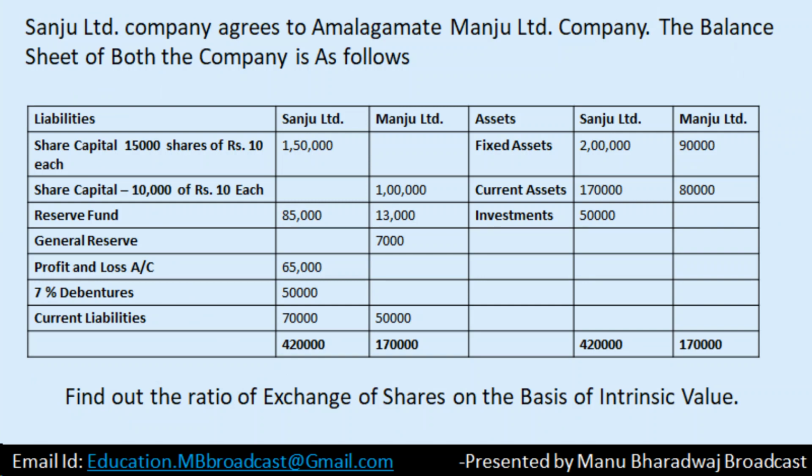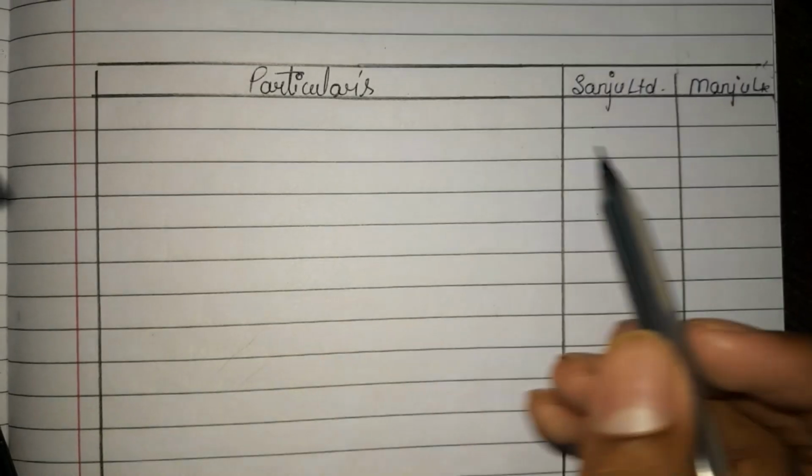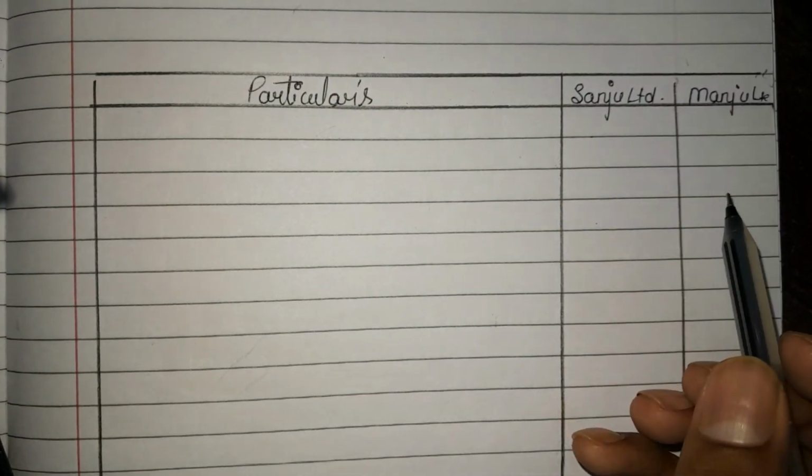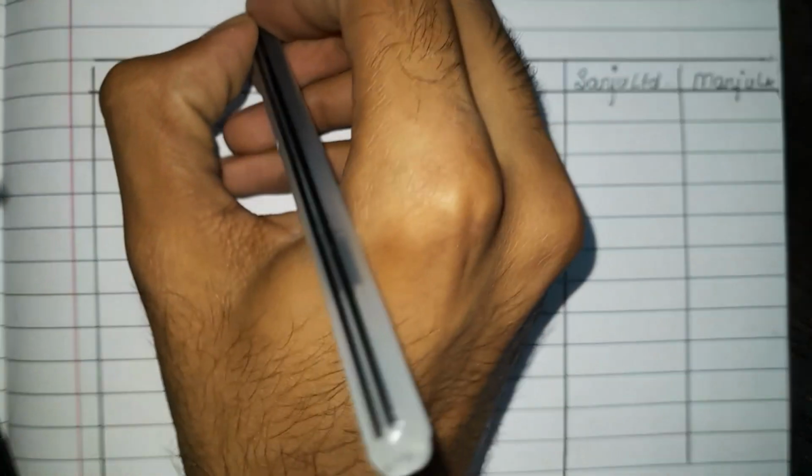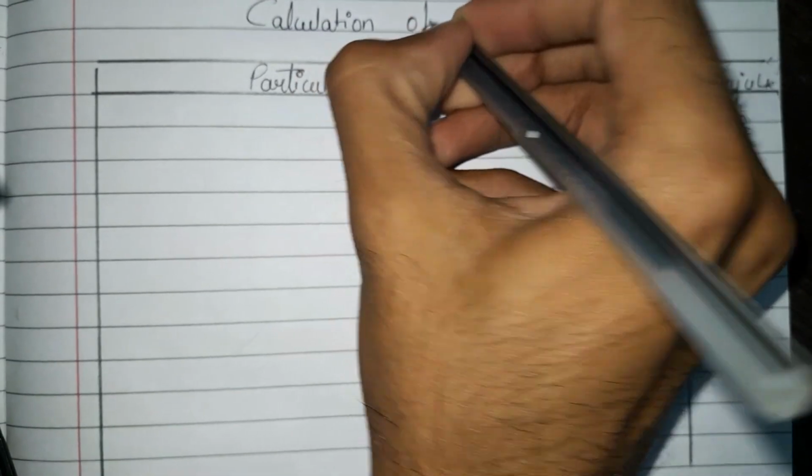Sanju Limited Company agrees to amalgamate Manju Limited Company. The balance sheet of both the company is as follows. Now, let us see the balance sheet. They have given liabilities side: share capital, reserve fund, general reserve, profit and loss account, 7% debentures. Then in the asset side, they have given fixed assets as well as current assets. Now, let us see how to calculate purchase consideration on the basis of intrinsic value.